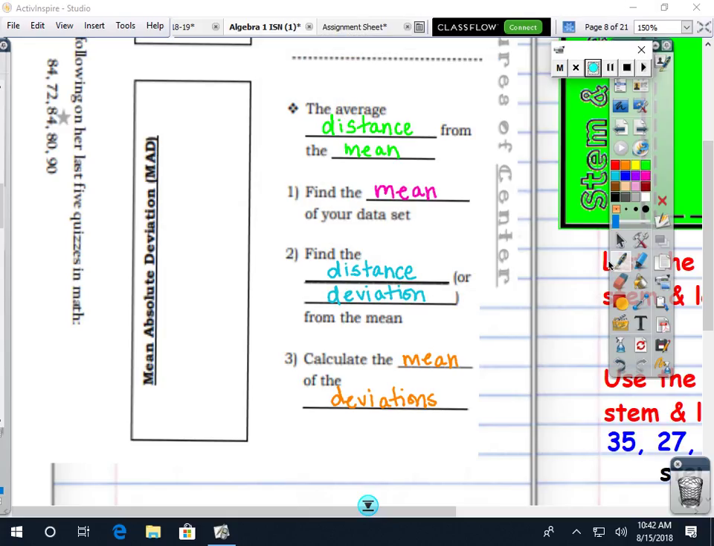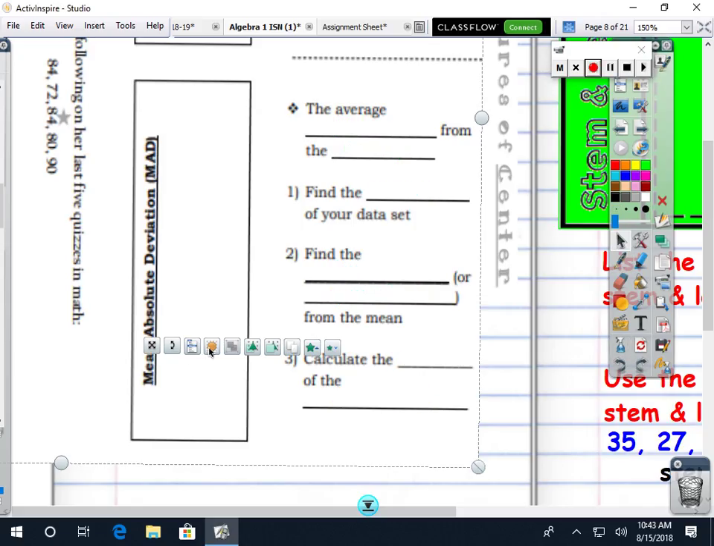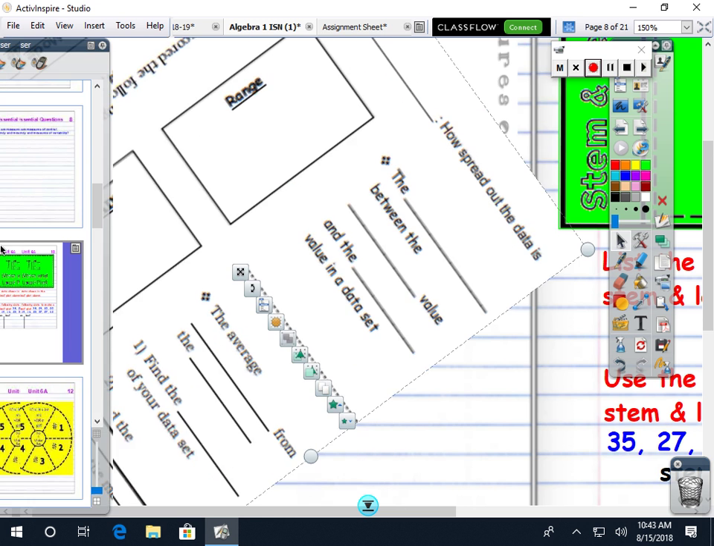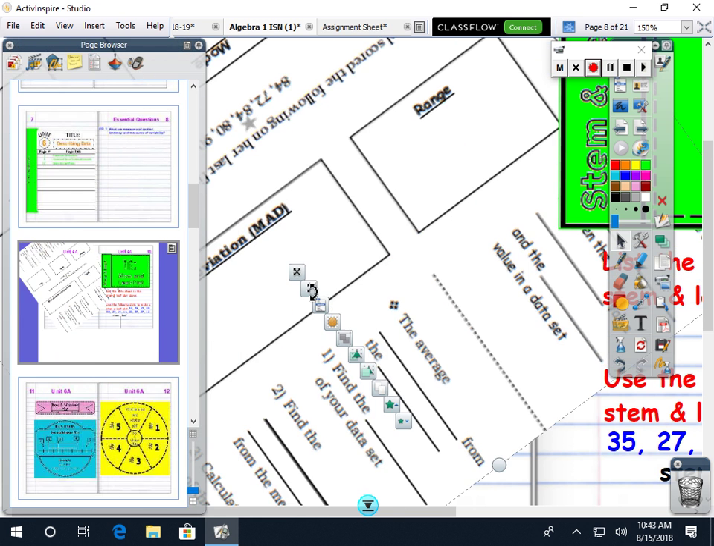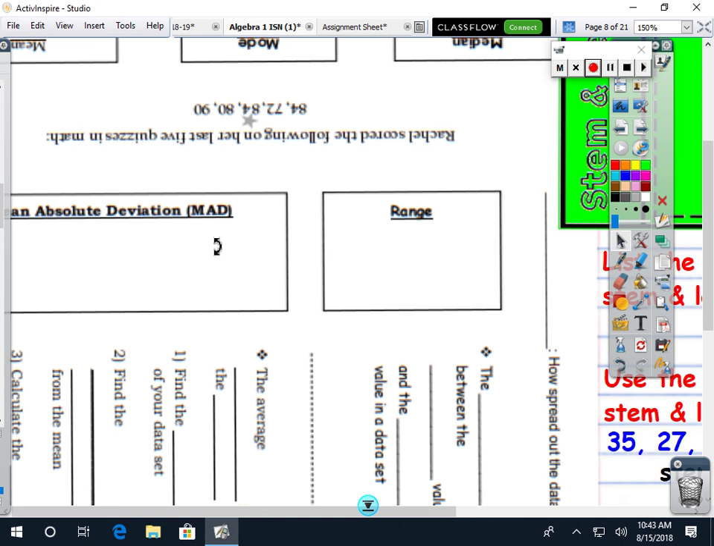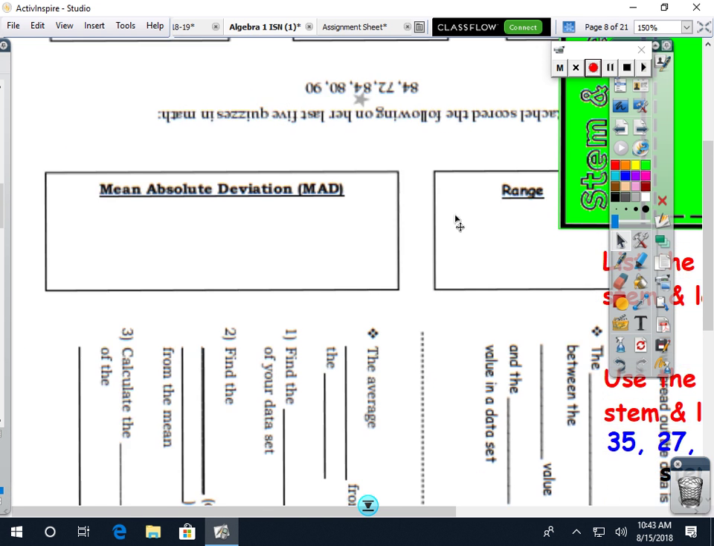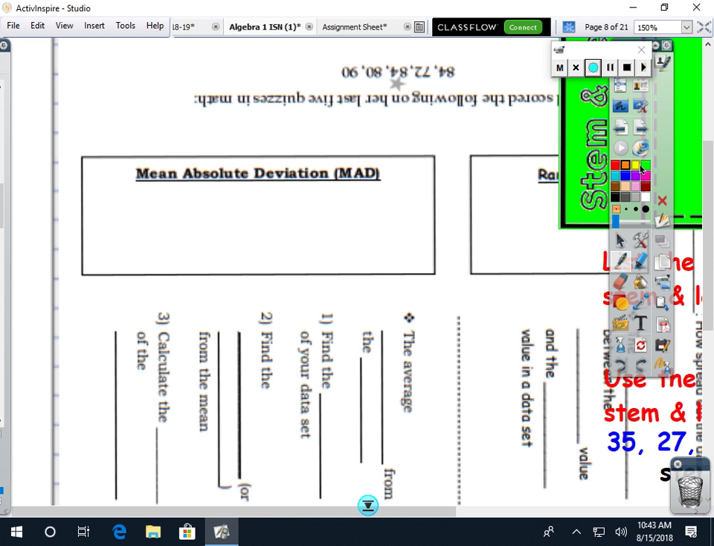Okay, so we're talking about calculating the mean absolute deviation, which is a three-step process. You find the mean, then you find the distance or deviation from the mean, and then you calculate the mean of those deviations. So now that everybody has that copied, I'm going to turn the paper sideways so that we can write it in the box the correct way.